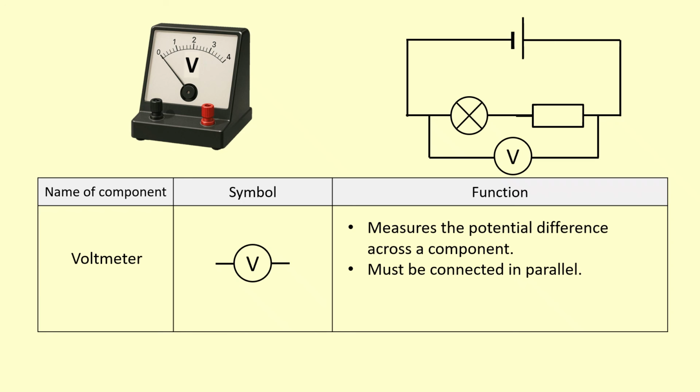Also, a voltmeter needs to have very high resistance, unlike the ammeter. This is because we're adding an extra route, and if that route has low resistance, then the current is going to start going through the voltmeter itself, and we don't want that. So the voltmeter has very high resistance so that current doesn't flow through the voltmeter.